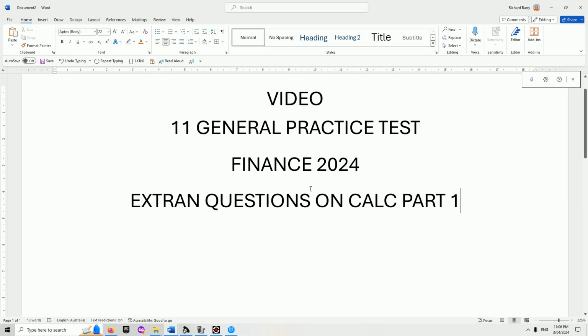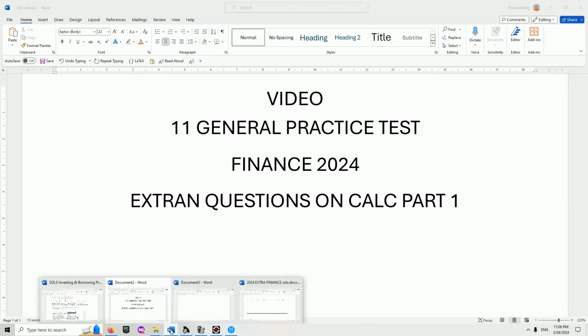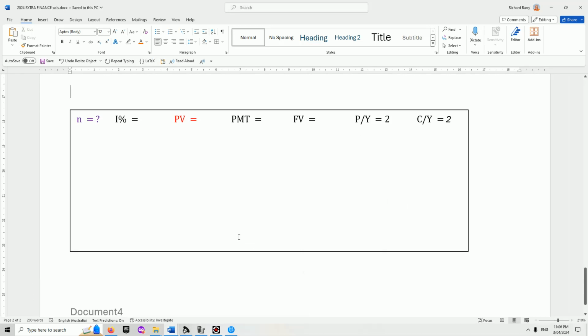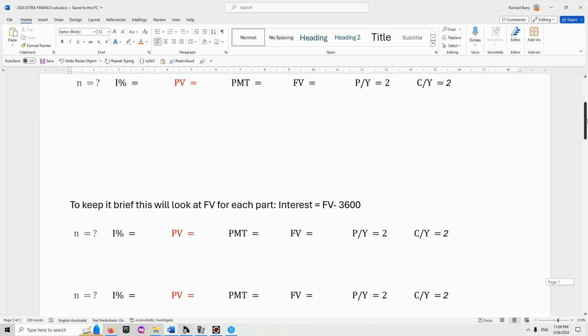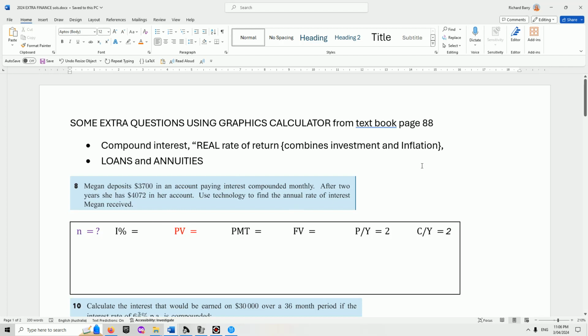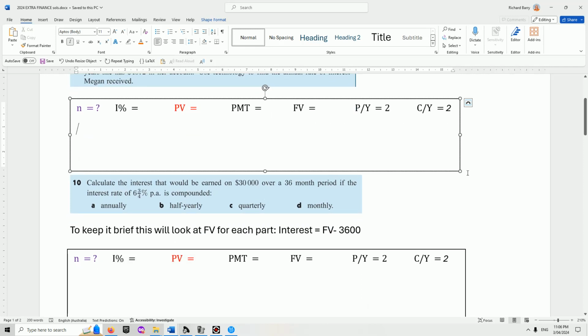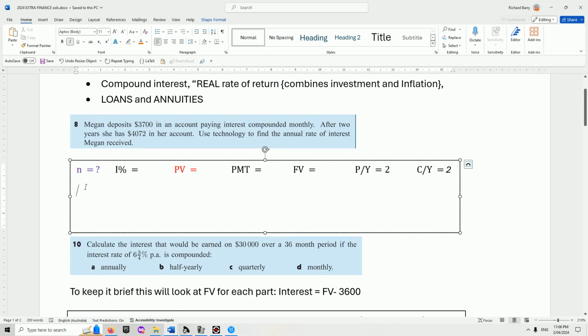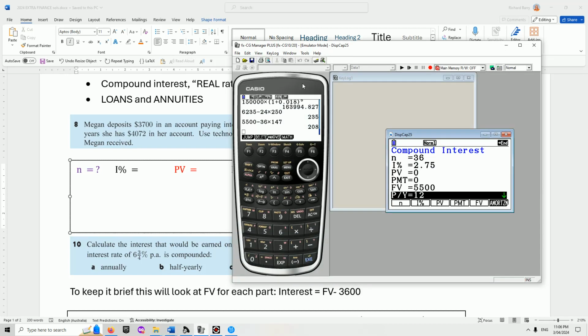So, extra questions on the calculator. Here we go. We're going to zoom along through there, do a few questions just using the calculator. I expect we'll probably need more space, but we'll see how we go. So, this is a compound interest question. So, off to the calculator and off to the world of finance.